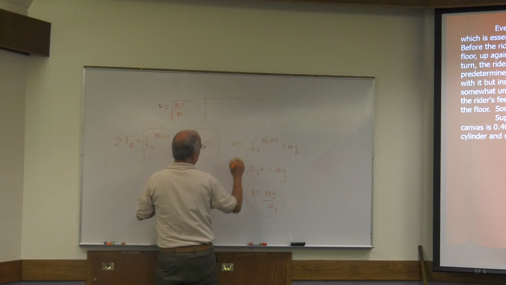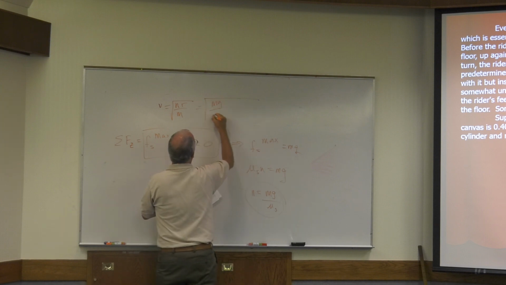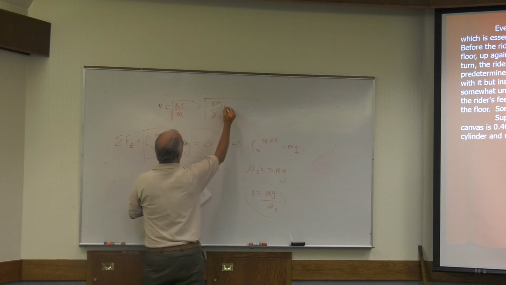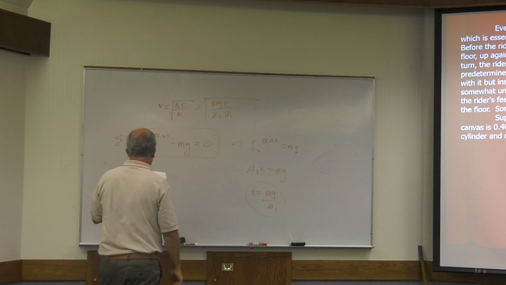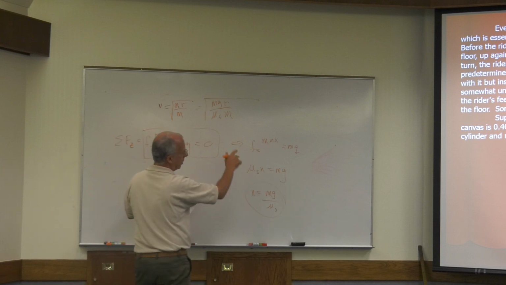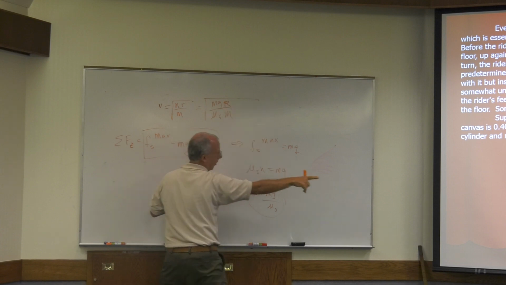So I have a square root. n is mg over mu s. That's the n. Then I have an r, then I have an m on the bottom. Okay, so what happens with the m? Oh, I got to make this r uppercase R, right? Sorry. Uppercase R, that's what they use in the problem.